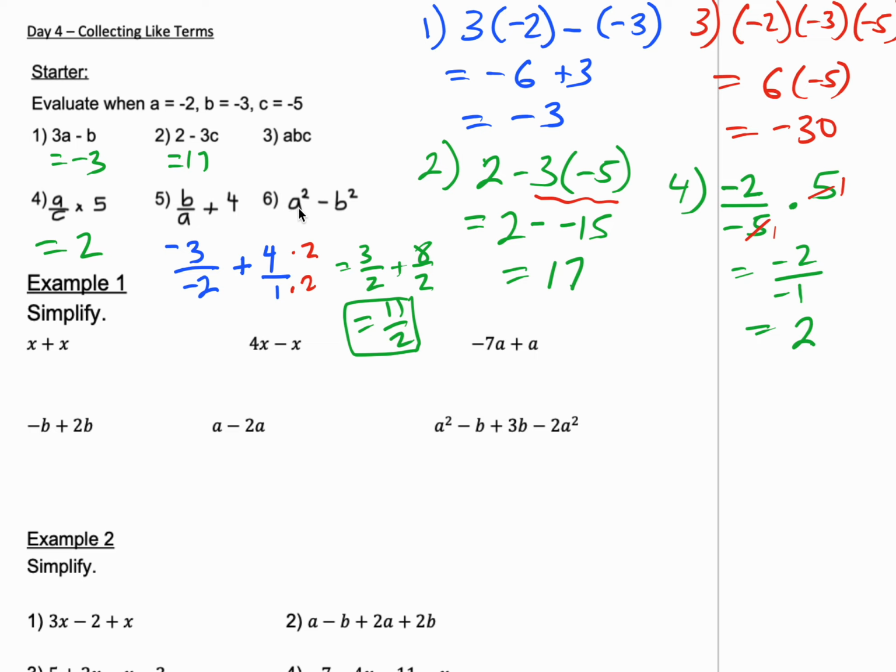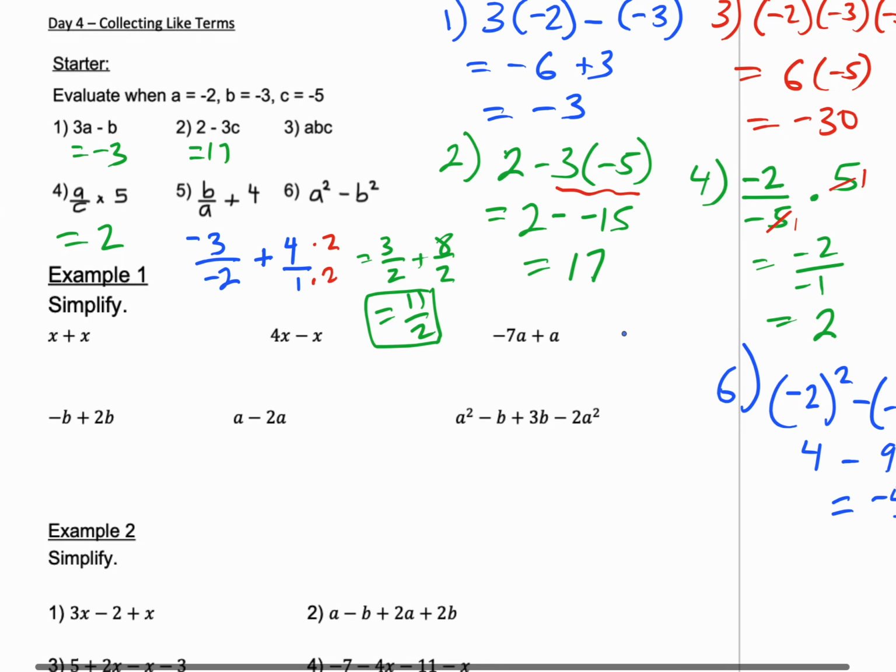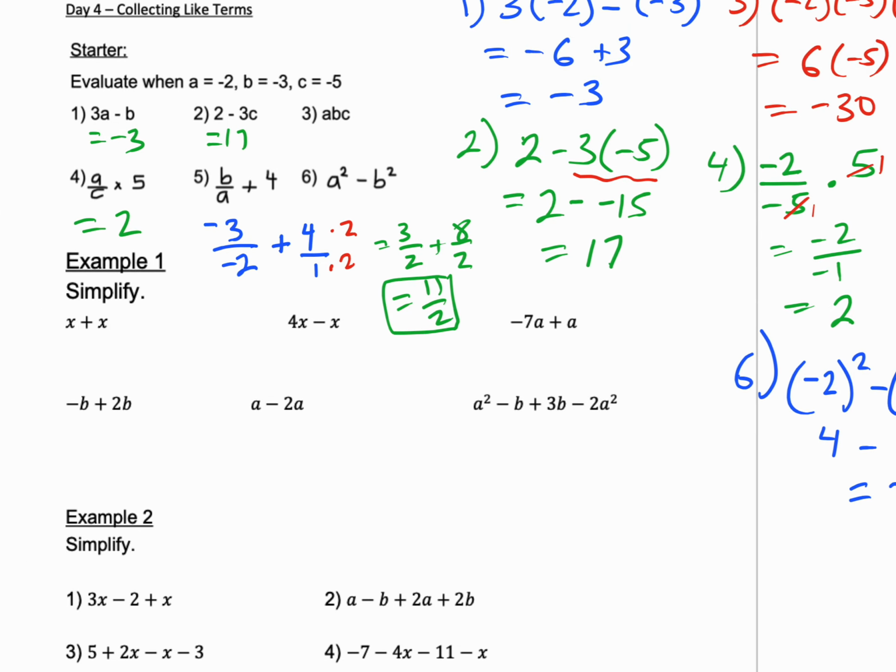Now, this one here, a squared minus b squared, we can write that as, well, we need the brackets. Even if you type this into a calculator, you need the brackets. This is negative 2 squared minus negative 3 squared. The brackets mean the negative is included. You got negative 2 times negative 2 is 4. Negative 3 times negative 3 is 9. So that whole thing there is negative 5. Okay, so that's how we do the starter. That was substitution in the starter.